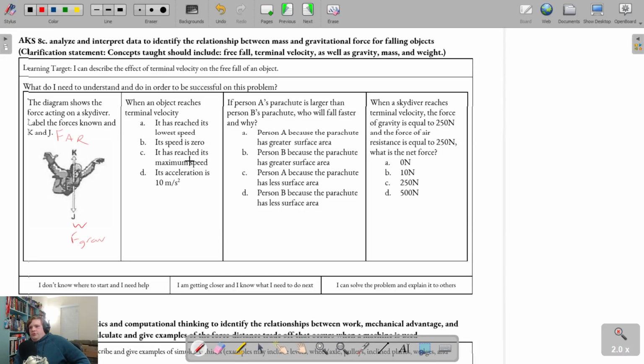When an object reaches terminal velocity, it has reached the lowest speed. Its speed is 0. It's reached its maximum speed. Acceleration is 10 meters per second squared. Now, this one sounds right, but that is not the case. If it is terminal velocity, we know there's no net force, there's no acceleration, so that one's out. Speed is 0, out. It is the maximum speed, so our answer is C. Okay?